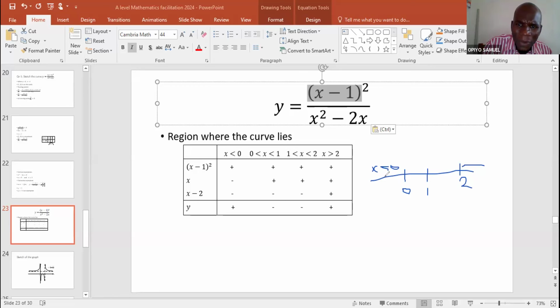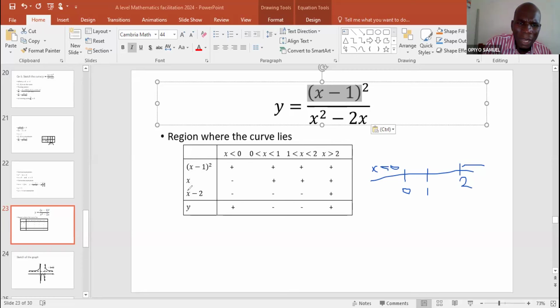Then you pick any value in the interval x less than 0 and put it here. This will always be positive because of the square. But for the x factor, if I pick -1 and put it here, this will be negative. In between 0 and 1, x is positive. Between 1 and 2, x is also positive. Greater than 2, x is positive.